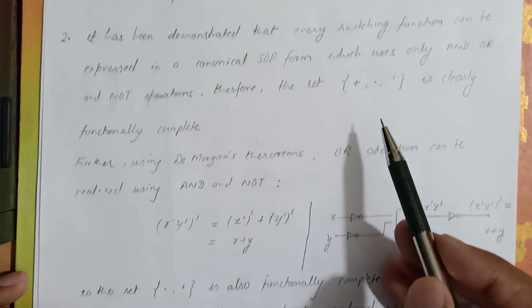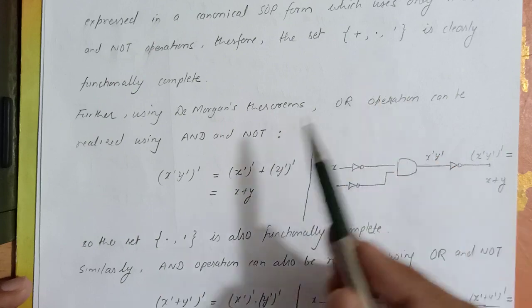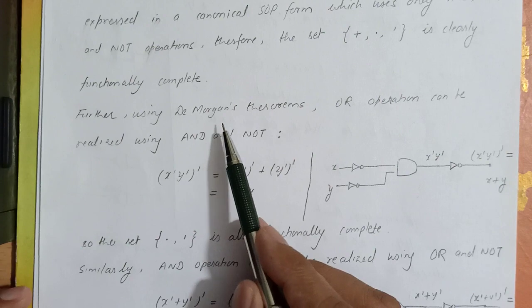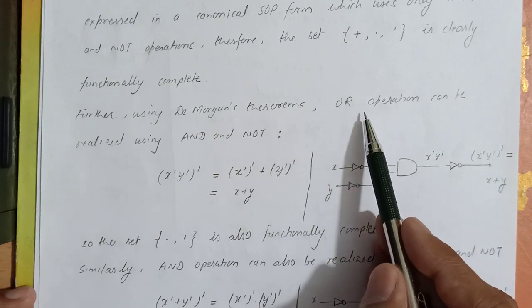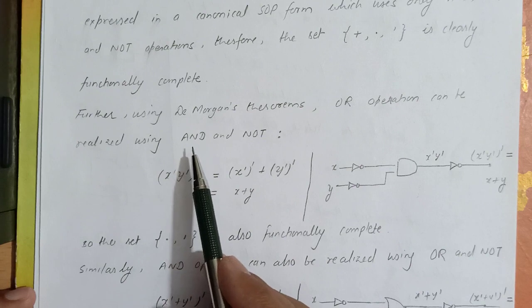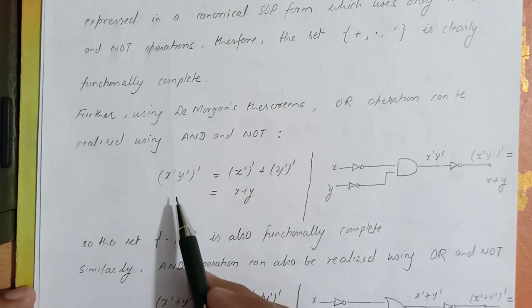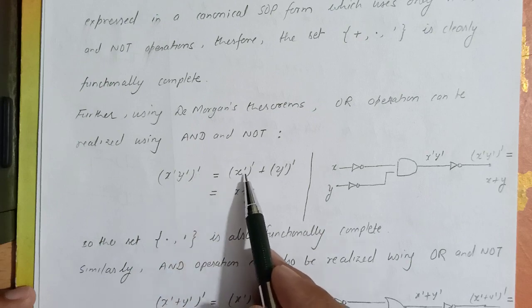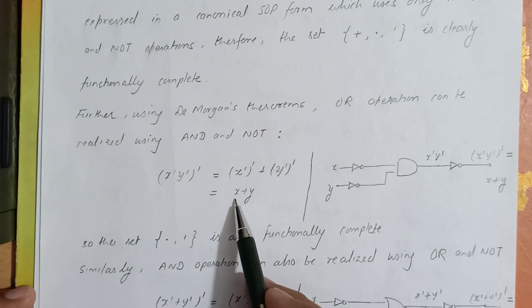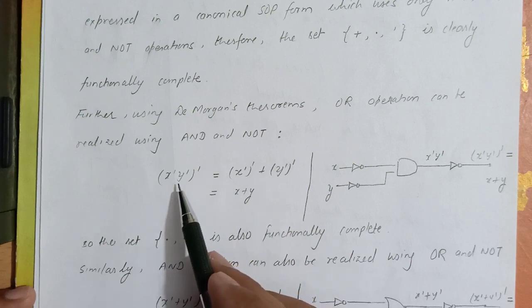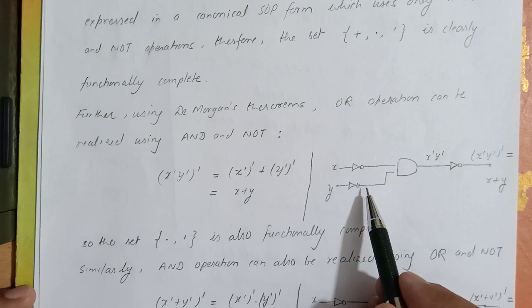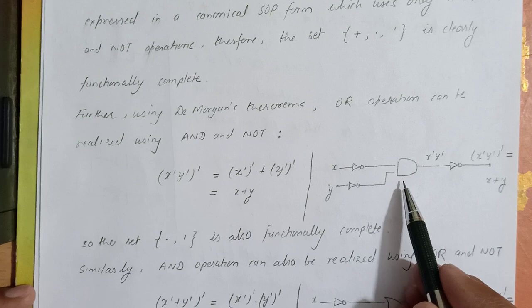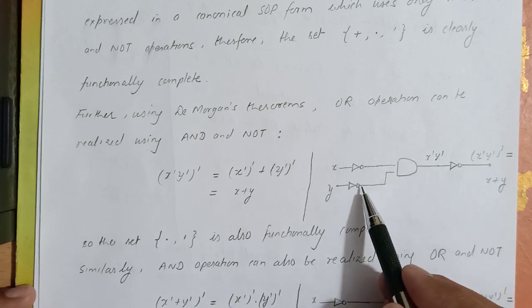Also, we can see that by using De Morgan's law, the OR operation can be realized using AND and NOT. How? (X dash, y dash) whole dash will give this expression. So the OR operation can be realized using the AND operation. This is the logic diagram of how the OR operation can be realized using the AND operation.